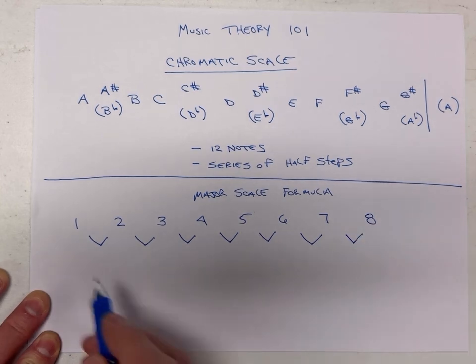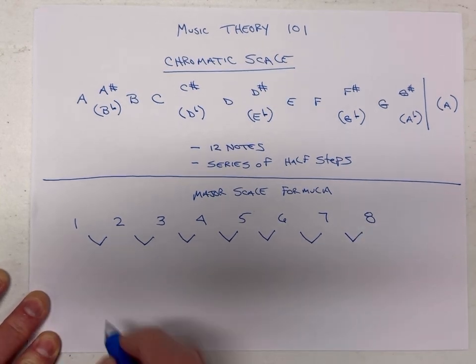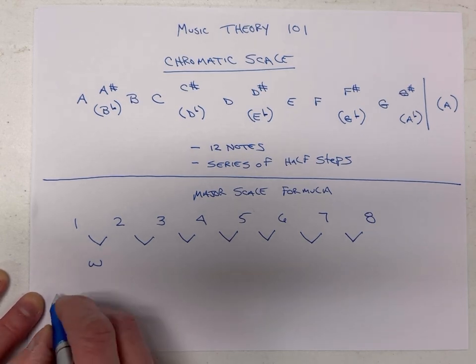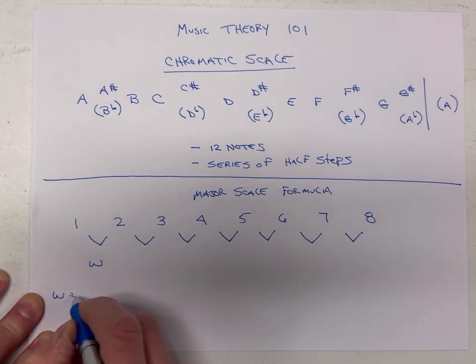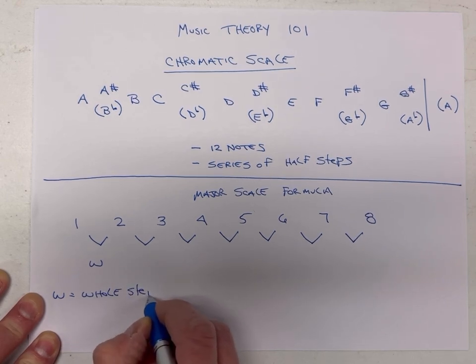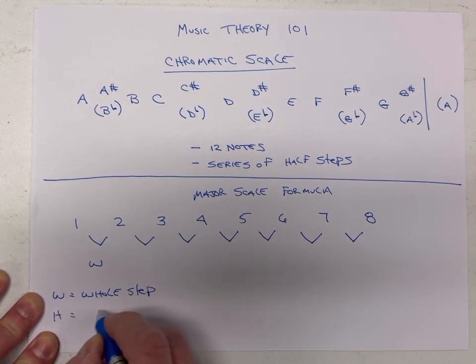These little marks that I'm making right here are demonstrating the distance between each of the notes. So the W is going to stand for whole, which means a whole step. And an H is going to equal a half step.